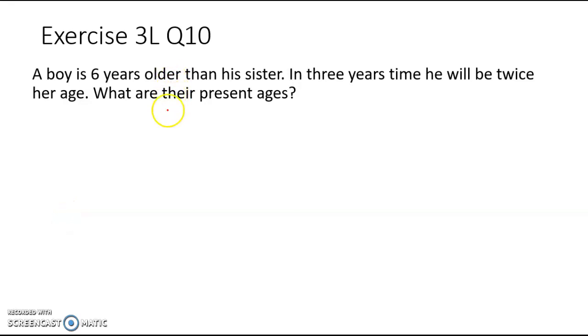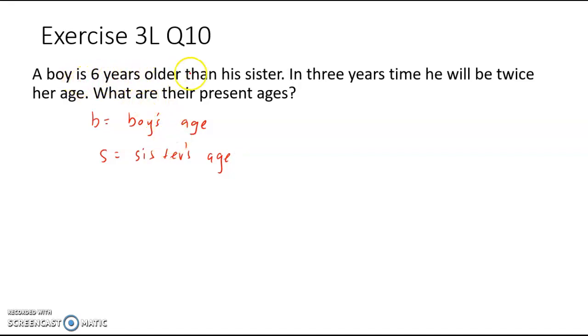Okay, so just a quick video to go through question 10 from 3L, just a few people have asked me. So these simultaneous equations with worded problems, you really have to make sure you're defining your variables. So the first thing I want to do is say that B is equal to the boy's age, and S I'm going to say is the sister's age. Get my grammar fixed there.